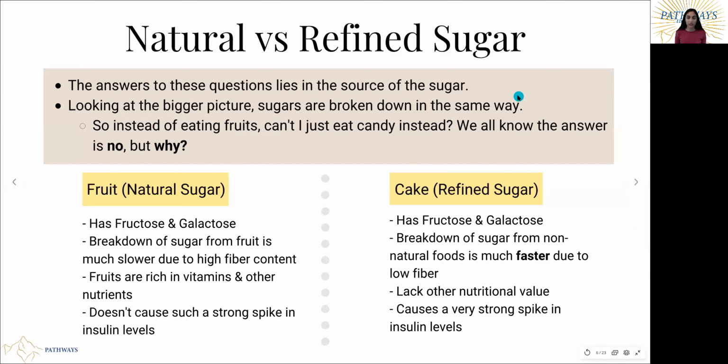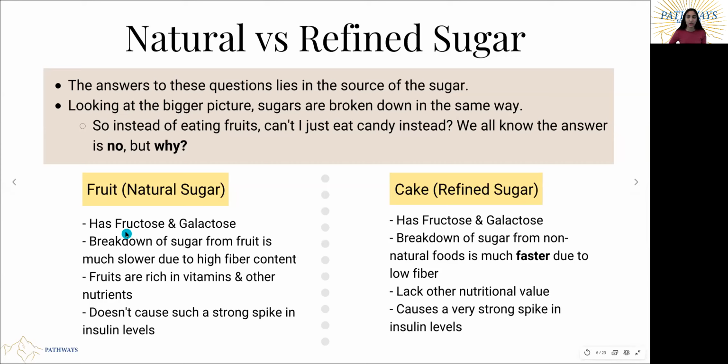So where is the sugar found? With what other molecules is the sugar found? So there's two main categories, and the first is fruit, which is where you would find natural sugar. And then the other category is refined sugar. And an example of where you would find that is cake. So let's go ahead and talk about the differences between these two and why people always say to eat fruit every day, but to not eat cake every day.